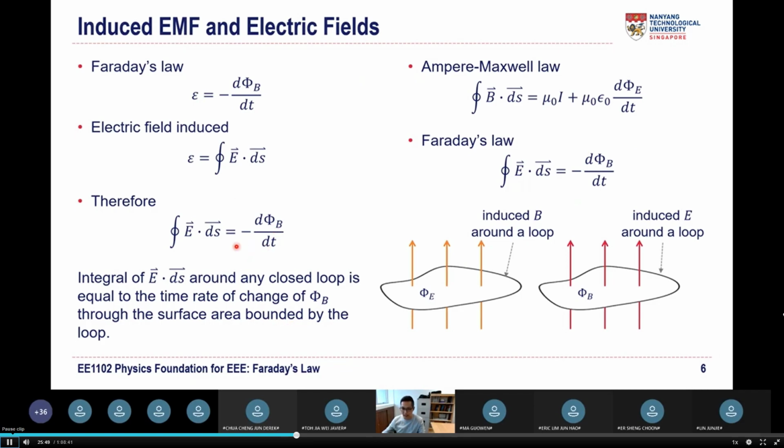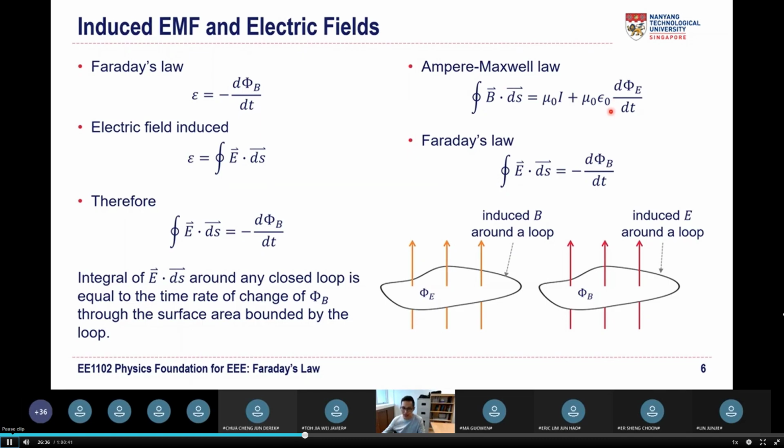Now, this is quite similar to what we discussed before: if you take a line integral of the magnetic field around a loop, then according to Ampere-Maxwell's law, that is proportional to the DC current going through the loop, plus the time-changing electric flux through that loop.